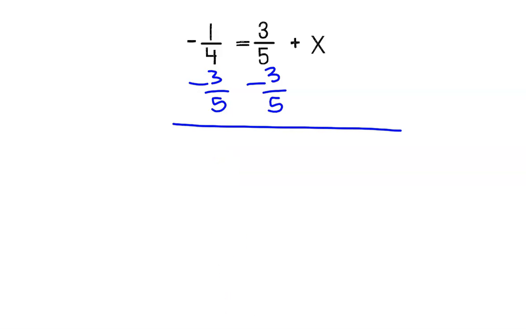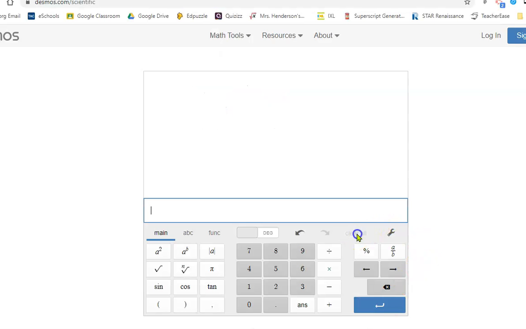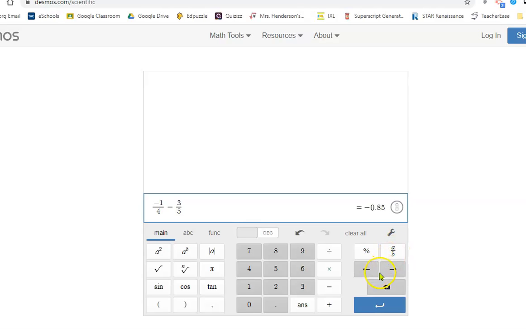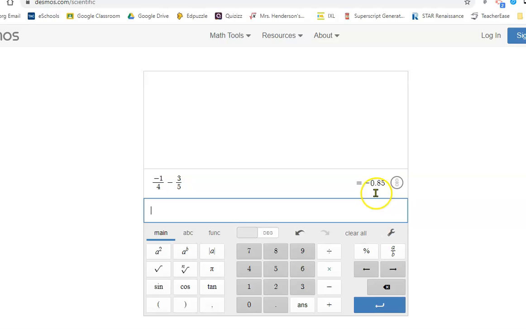All right, let's get our calculator handy. -1/4 minus 3/5. Again, if you get a decimal as an answer, convert it back to a fraction. -17/20.